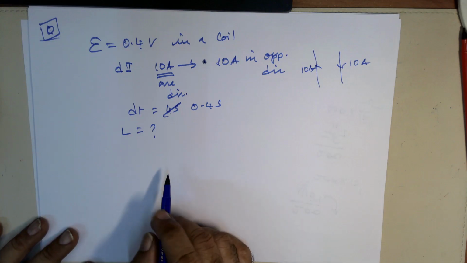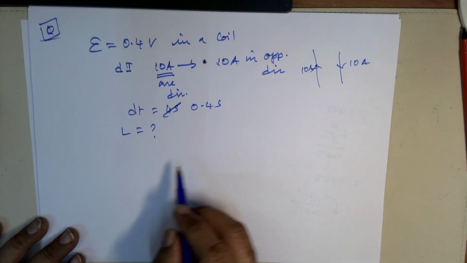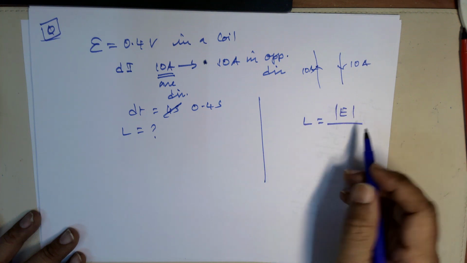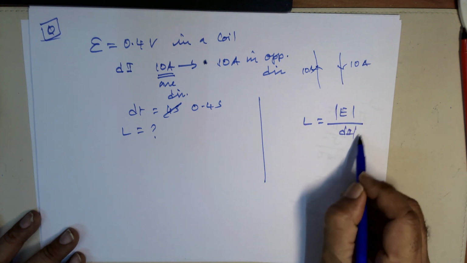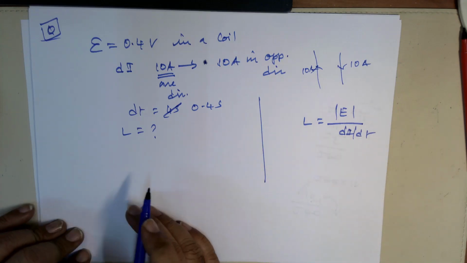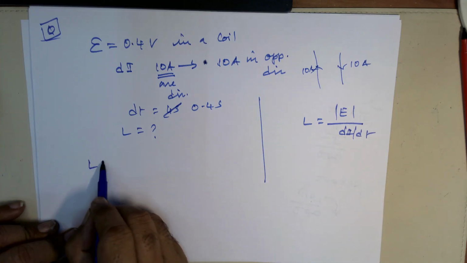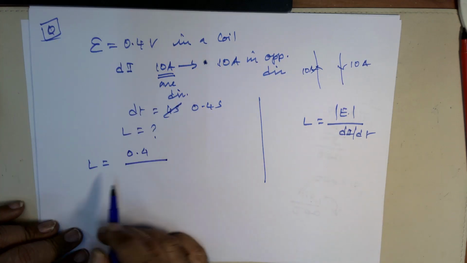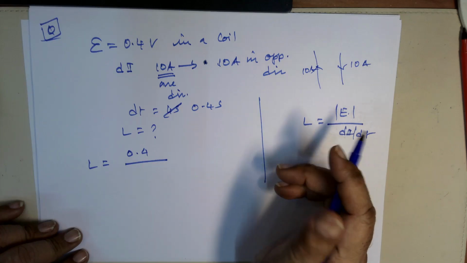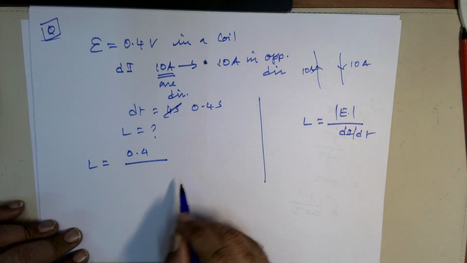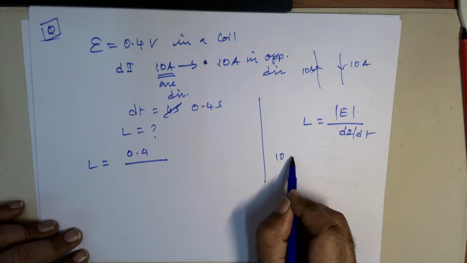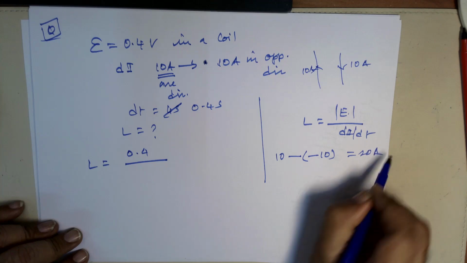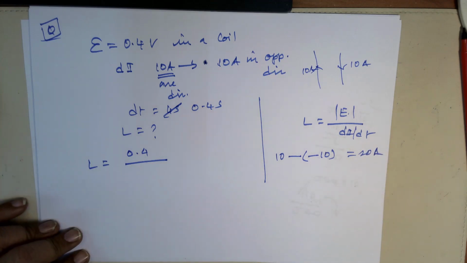Now, what is asked here? L is asked. What is the formula for L? L is equal to E modulus divided by di by dt, the same one. Okay. So now L is equal to 0.4, that is this one, divided by what is the change in the current? Change in the current in the opposite direction means first 10 ampere, okay, and then change in the current means minus 10. So it means 20 ampere, okay.